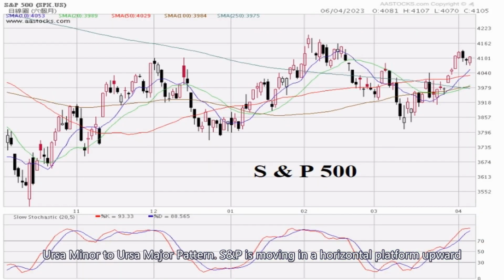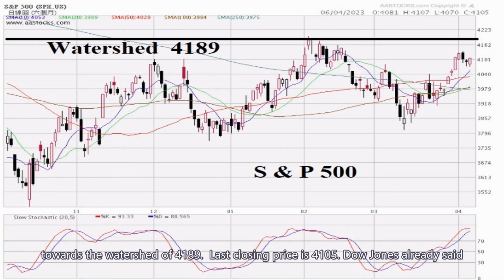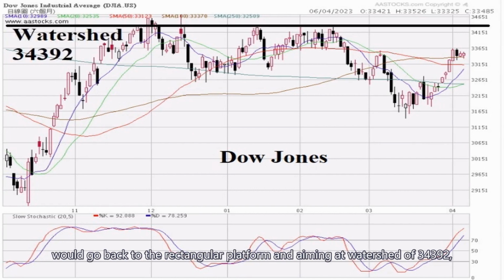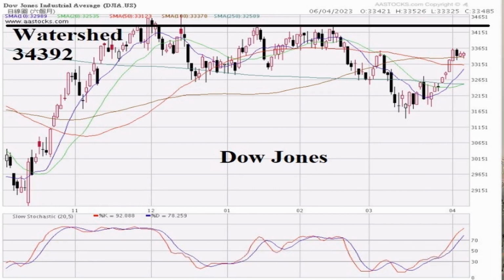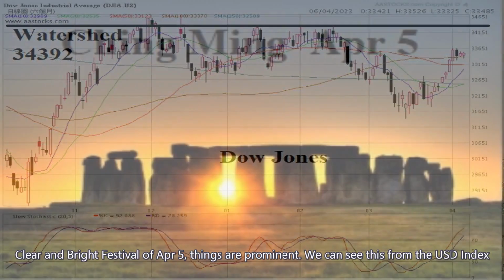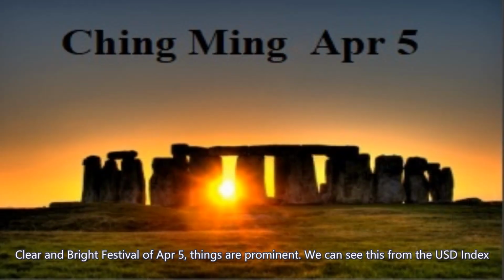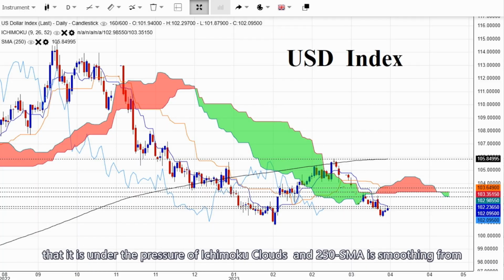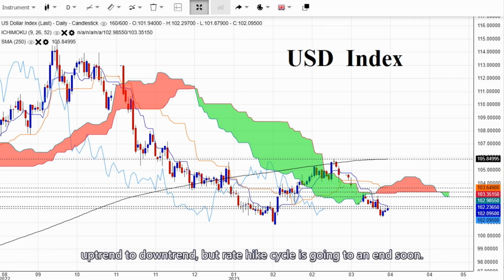S&P is moving in a horizontal platform upward towards the watershed of 4189. Last closing price is 4105. Dow Jones already said it will go back to the rectangular platform, aiming at the watershed of 34392. Last closing price is 33485, a little nearer, but already said after the Clear and Bright festival of April 5th, things are prominent. We can see this from the USD index that is under the pressure of Ichimoku Cloud, and 250 SMA is moving from uptrend to downtrend, but the rate high cycle is going to end soon.